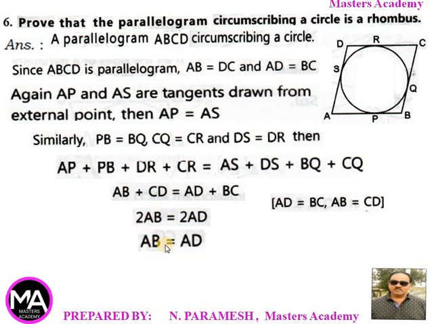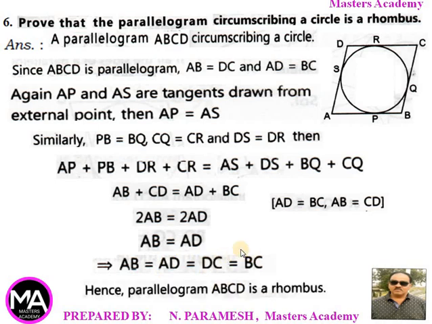2 gets cancelled, AB is equal to AD, which implies AB is equal to AD is equal to DC is equal to BC. All the sides are equal. Therefore, parallelogram ABCD is a rhombus.